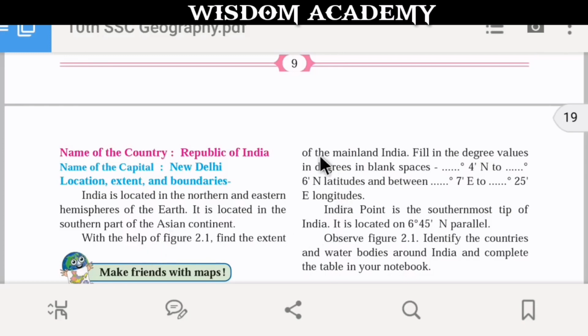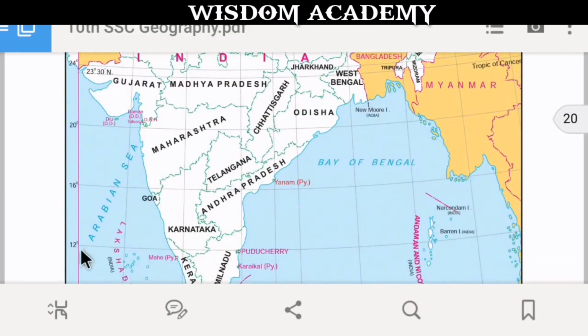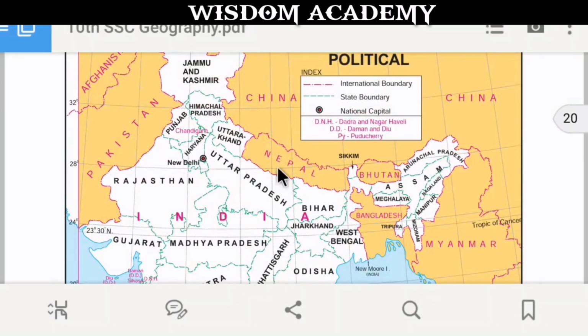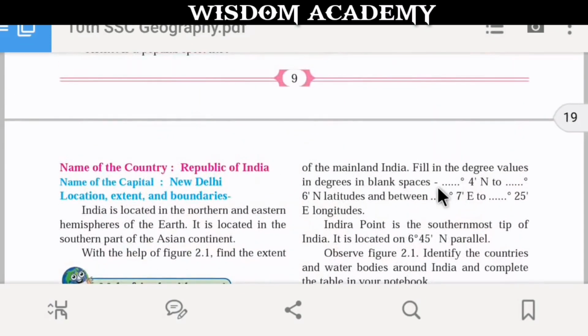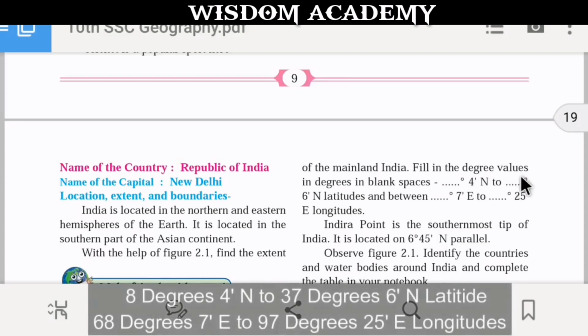So mainland India. Now we will talk about mainland India, main part of India. We will not talk about the islands, Andaman, Nicobar and Lakshadweep Island. We will only talk about the mainland India. So mainland India is located between 8 degree 4 minute north to 37 degree 6 minutes north latitude. We have seen how it is located in the north latitude. Now and between 68 degrees 7 minutes east to 97 डिग्रीज 25 मिनट्स ईस्ट लॉन्जिट्यूड.